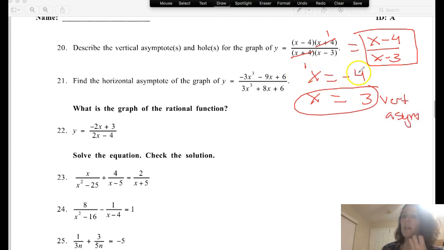Okay. X equals -4 is removable. It turns into a hole. It's simply a hole. It's no longer a vertical asymptote because it went ahead and canceled out. So I have a vertical asymptote at x equals 3 and a removable discontinuity at x equals -4. That's my hole.